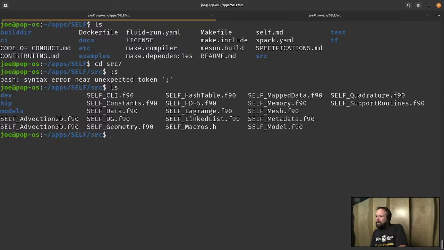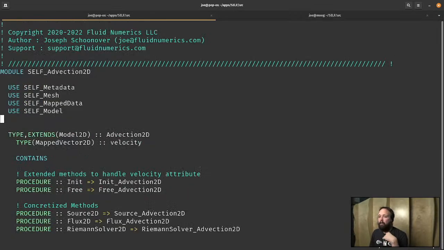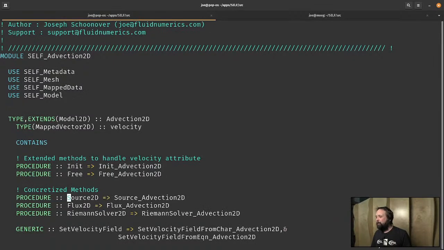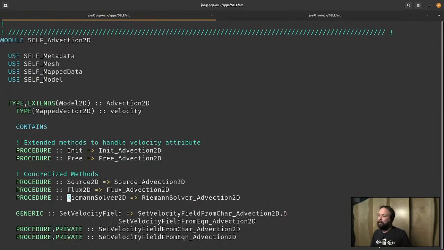Same source code. So what I've done here is again, we're going to do a type extension on top of self model. So if I go into the advection 2D, now I've done, all right, type extends model 2D, so I'm building on top of it. And whenever you do a type extension of an abstract class, what you have to do is concretize any of those deferred interfaces. If you don't do it, the compiler is going to complain. So it does put those bumpers in place to help guide you in this development process. So the concretized methods we have to do are source, flux, and Riemann solver.